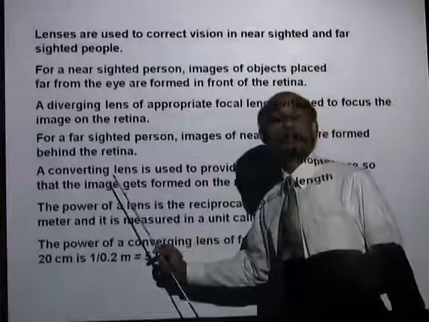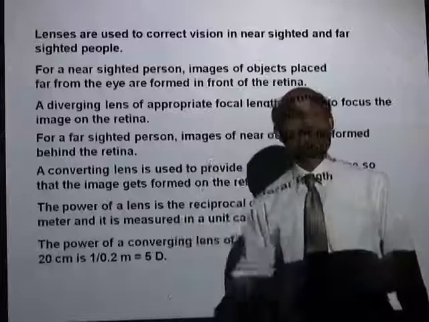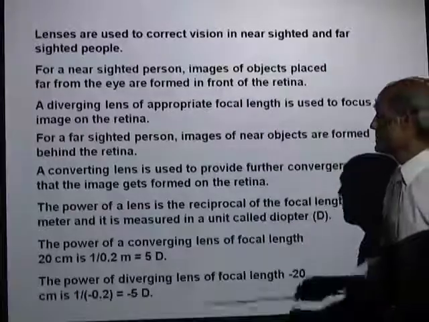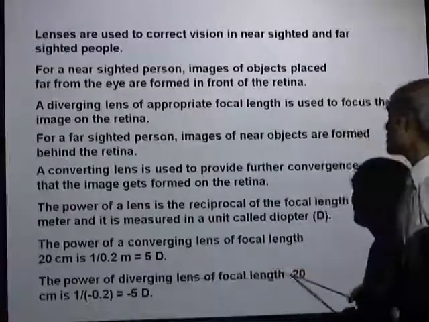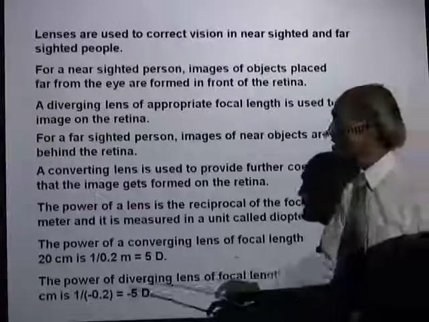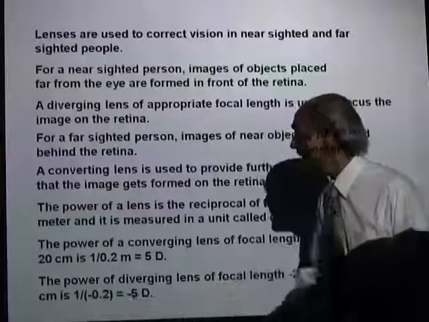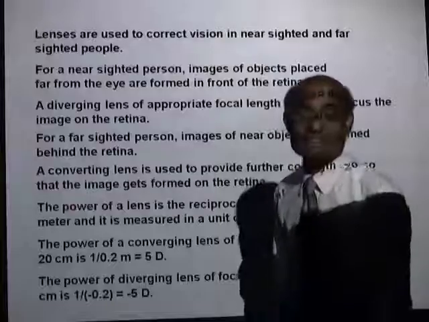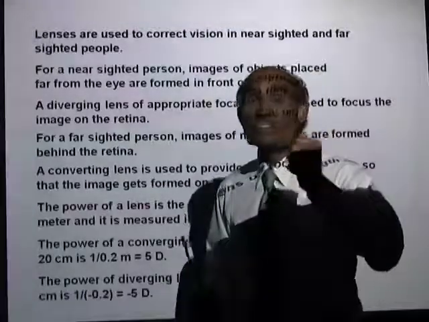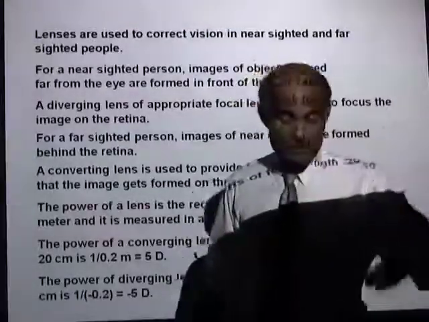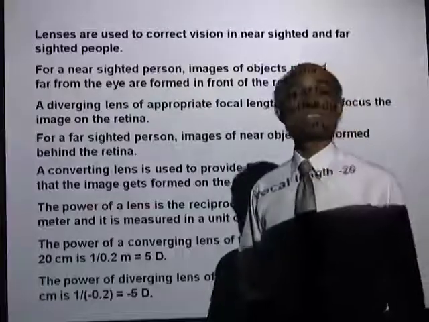Now, all these things will be revisited in one of the labs that we will be doing. The power of a diverging lens of focal length negative 20 centimeter is negative 5 diopter. Now the power of a converging lens is positive, the power of a diverging lens is negative.